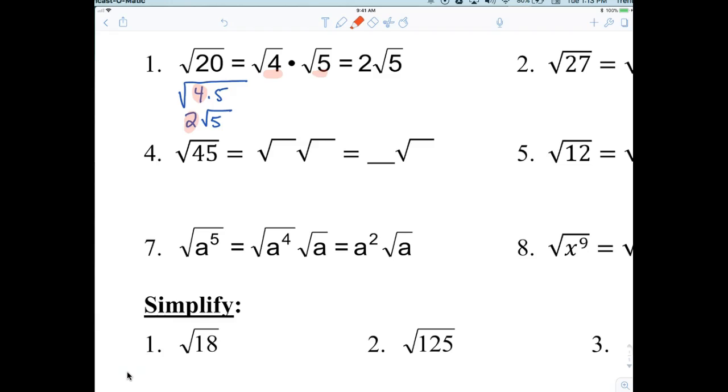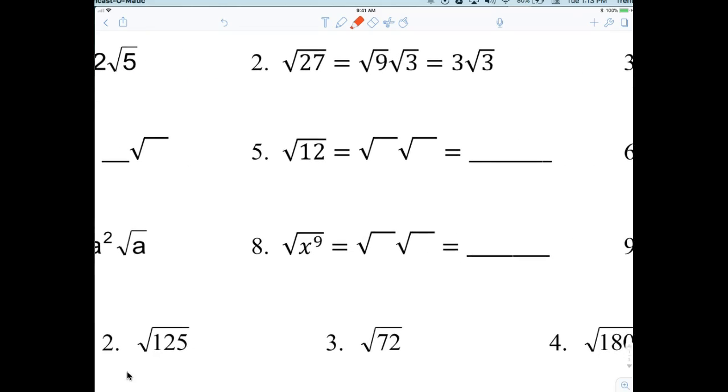Now, just to show you, quickly look at question number 2. The square root of 27 is not a perfect square. Since 27 is not a perfect square, you've got to figure out what perfect square is in 27. Now, 9 times 3 is what? 27. Everybody with me? So you're breaking 27 down to 9 times 3. The reason we're doing that is because now we know the square root of 9 is what? 3. You pull that out because that is the perfect square. Then you leave 3 behind.